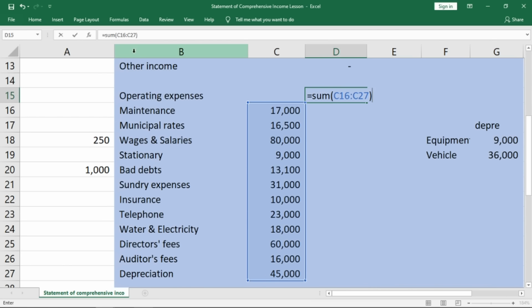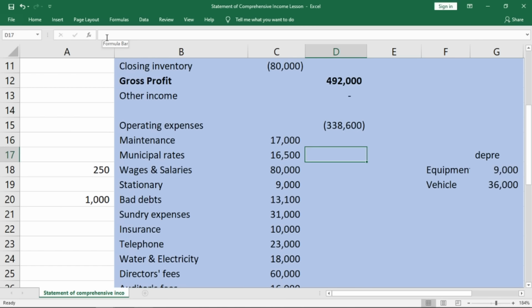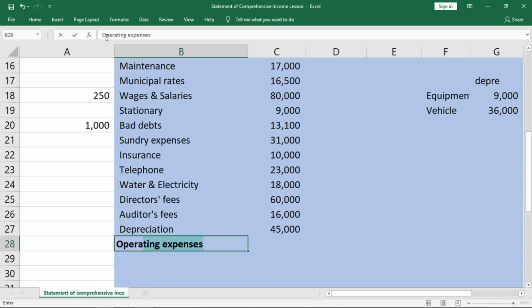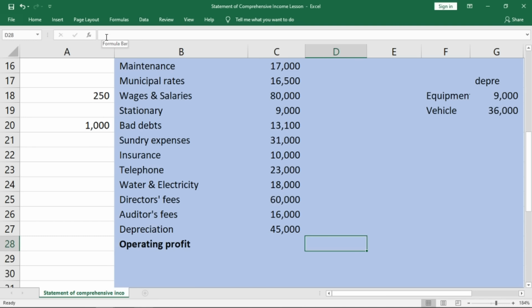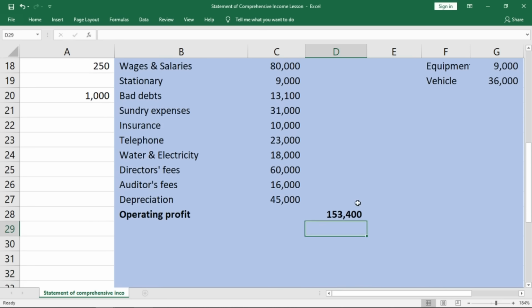Okay, and then I make sure I put it as a negative because our operating expenses are expenses. And then move on over here, we call it operating profit, or profit before interest and tax. So you can call it either of those. And then we know our operating profit is our gross profit plus other income. We have no other income, so plus other income minus operating expenses. Remember, I put it as a positive because operating expenses is a negative, and this is an Excel formula, so you'll punch it in your calculator.